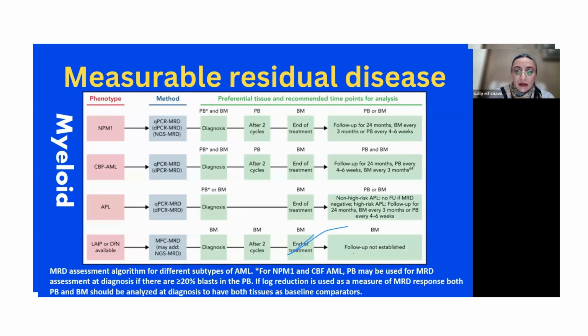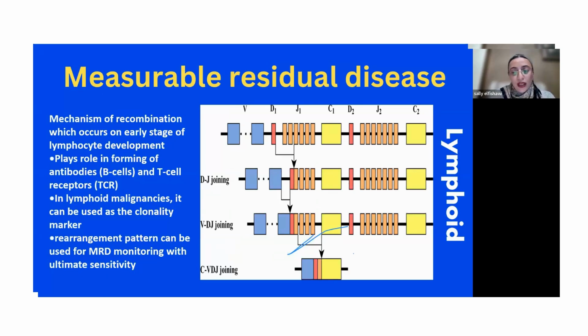We have core binding factor AML, the inversion 16 and the 8;21 translocation, RUNX1-RUNX1T1, and the APL, the acute promyelocytic leukemia, translocation 15;17, also by qPCR and digital PCR. This is for the myeloid in the measurable residual disease assessment. How about for the lymphoid malignancies?